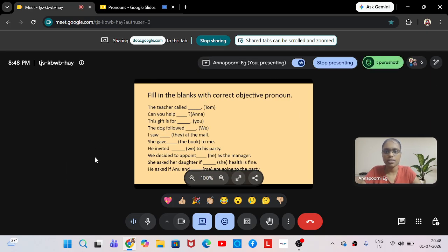The first one is: the teacher called dash. Instead of the word Tom, you have to fill in using the correct word. What will be the answer, Sairam? Him. Very good. The teacher called him. Because Tom is the name of a boy, that is why you are using him.